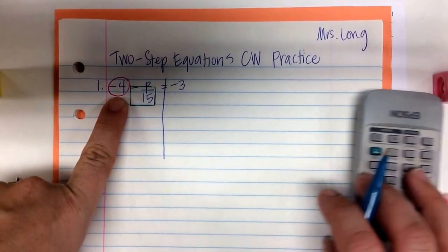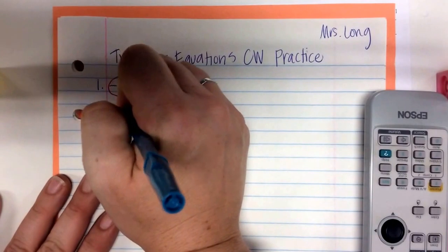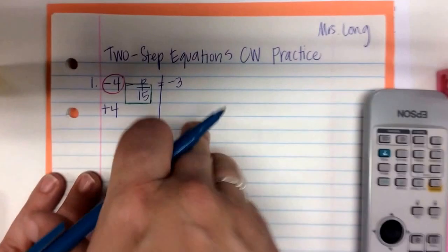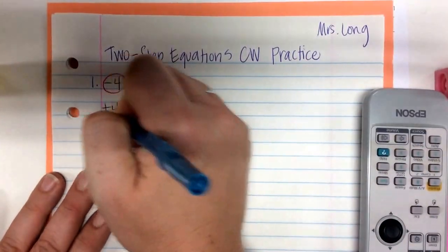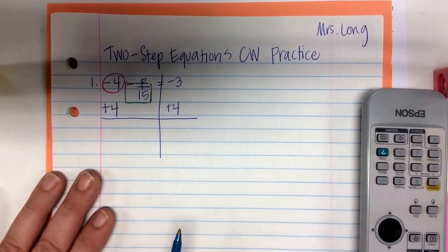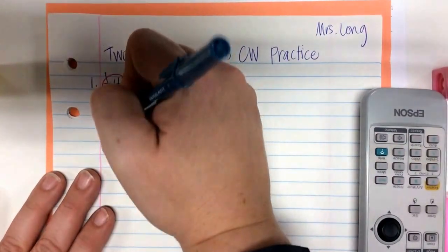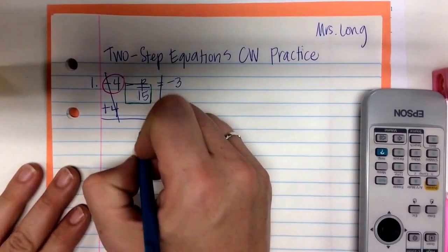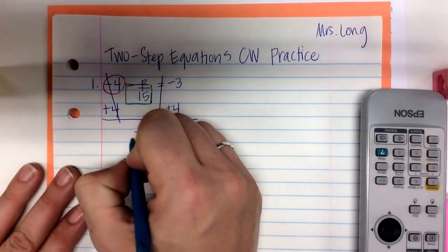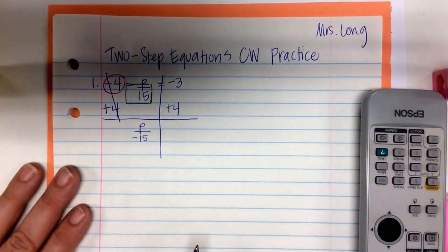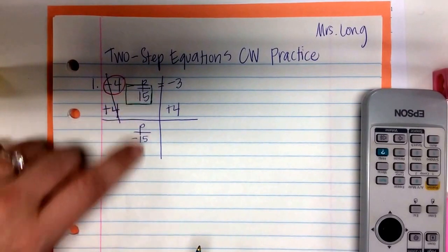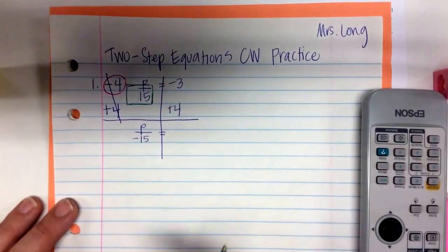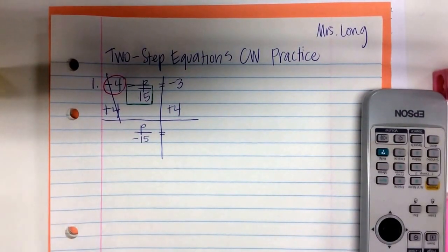What's the inverse of -4? +4. And if I do it to the left side, I have to do it to the other side to keep it balanced. -4 +4. What's left over on the left side? P over -15. And I just bring that minus sign down with the 15 because it belongs with the 15. Equals, what's -3 +4?